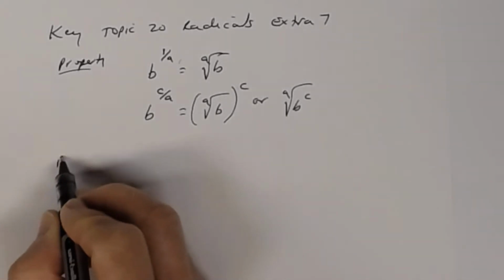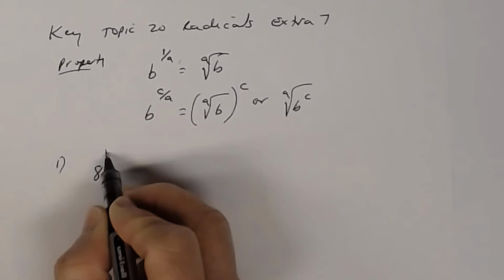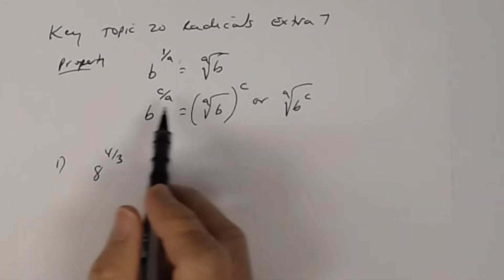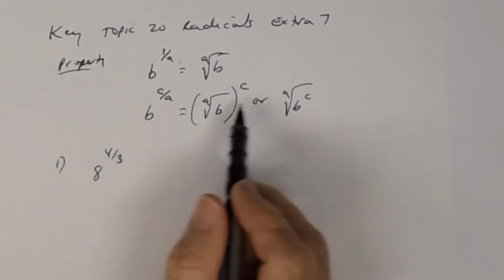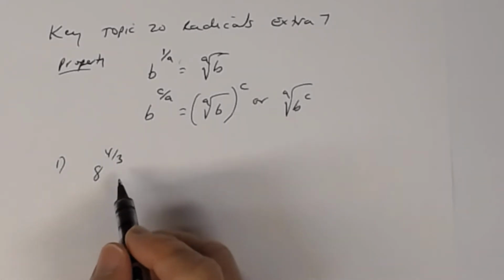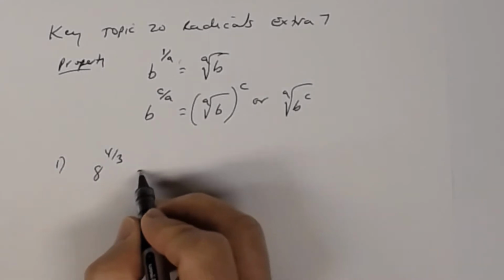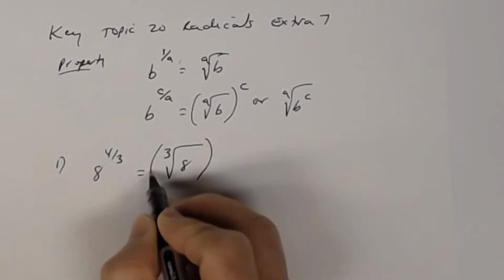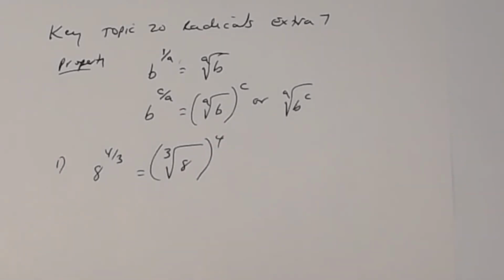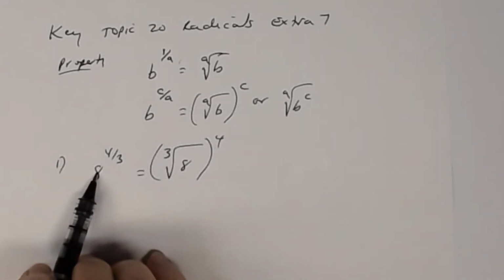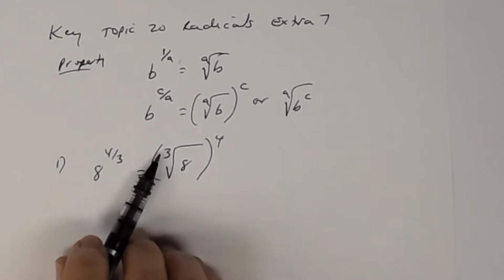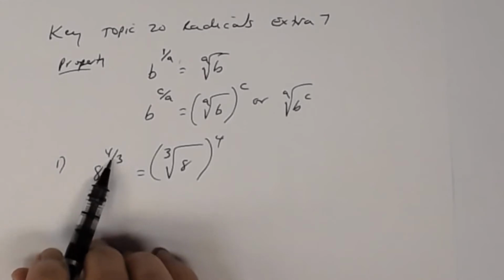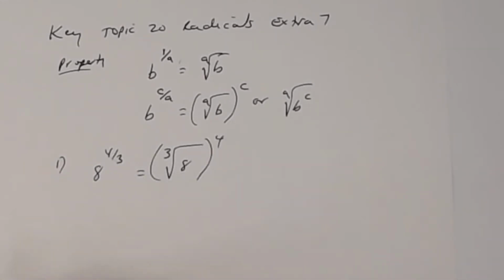So now number 1, you have 8 to the 4/3. Now notice that this is not a 1, so we're going to use this property throughout this worksheet. According to our property here, I can rewrite this as a radical, so you'd say the cube root of 8 raised to the 4th power. The base is your radicand, the denominator is your index, and the numerator of the rational exponent is the outside exponent.